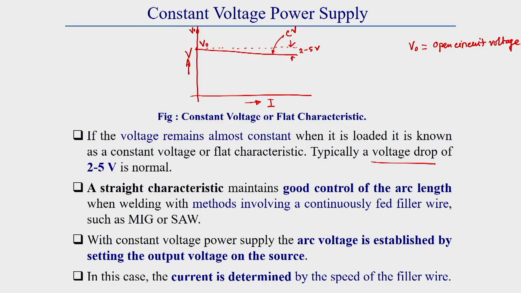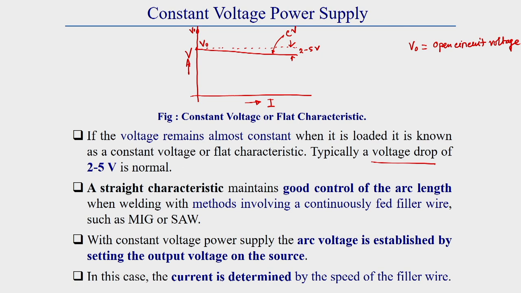That means these characteristics maintain good control of arc length when welding with a method involving a continuously fed filler wire. Generally, this power source is used for automatic welding processes, where there is a continuous feed of filler wire. So if there is any fluctuation or variation of arc length, with these power source characteristics the arc length remains almost constant. That means there is good control of arc length.